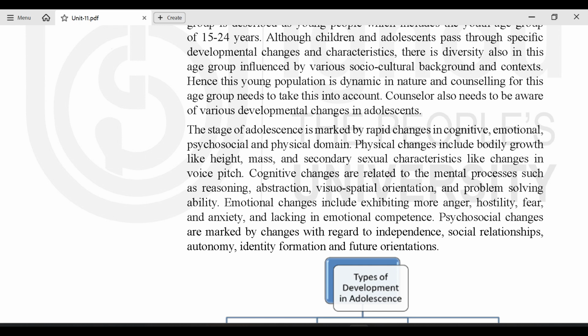The stage of adolescence is marked by rapid changes in cognitive, emotional, psychosocial and physical domains. Physical changes include bodily growth like height, mass, and secondary sexual characteristics like changes in voice pitch. Cognitive changes are related to mental processes such as reasoning, abstraction, visuospatial orientation, and problem-solving ability. Emotional changes include exhibiting more anger, hostility, fear, and anxiety, and lacking in emotional competence. Psychosocial changes are marked by changes with regard to independence, social relationships, autonomy, identity formation and future orientations.